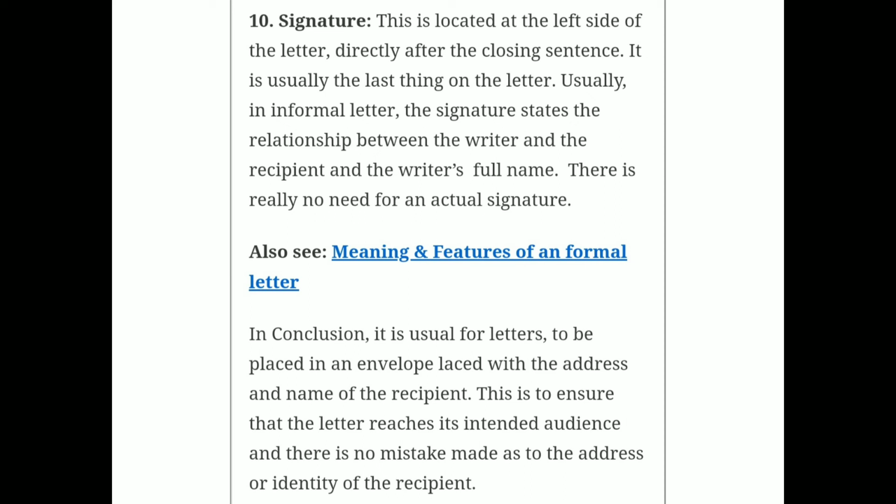In conclusion, it is usual for letters to be placed in an envelope marked with the address and the name of the recipient. This is to ensure that the letter reaches its intended audience and there is no mistake made as to the address and identity of the recipient.